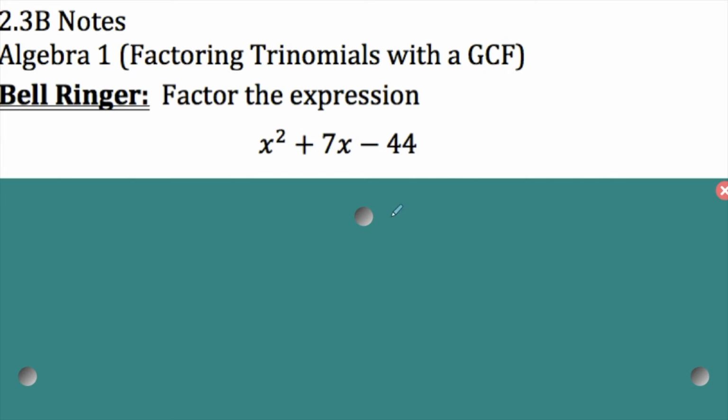All right, Algebra 1, we're going to finish up our 2-3 notes here with 2-3b. Basically what we're doing is combining our greatest common factor with factoring trinomials that we did in 2-3a in those two separate parts. So let's refresh our memory on factoring trinomials.